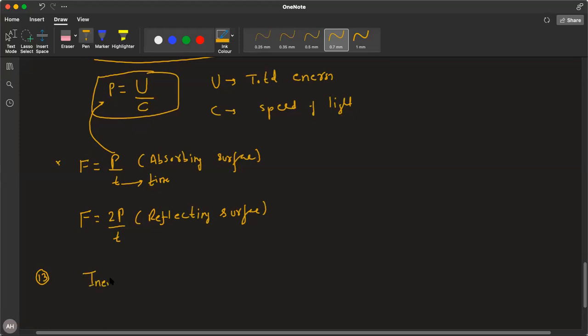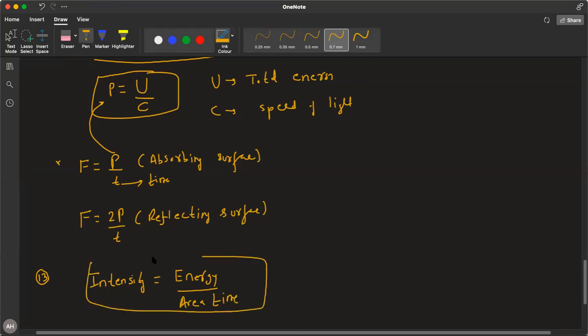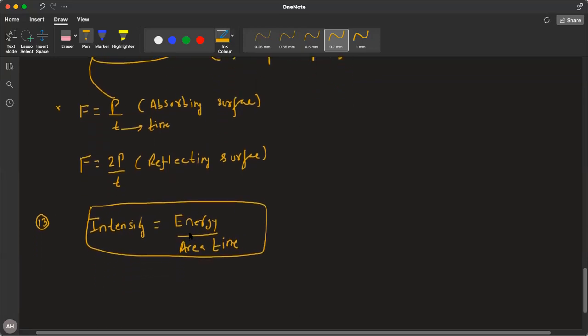Intensity of an EM wave. Intensity is nothing but energy per unit area per unit time. Energy divided by area divided by time is the intensity of an EM wave.